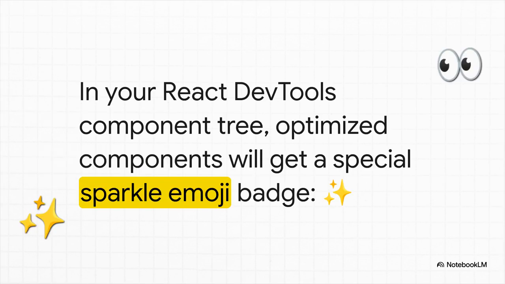This is my favorite part. It's so simple. The React team gave us a little visual cue. Just open up your React dev tools, look at your component tree, and you should see a little sparkle emoji next to any component that's been optimized. If you see the sparkles, you're golden.